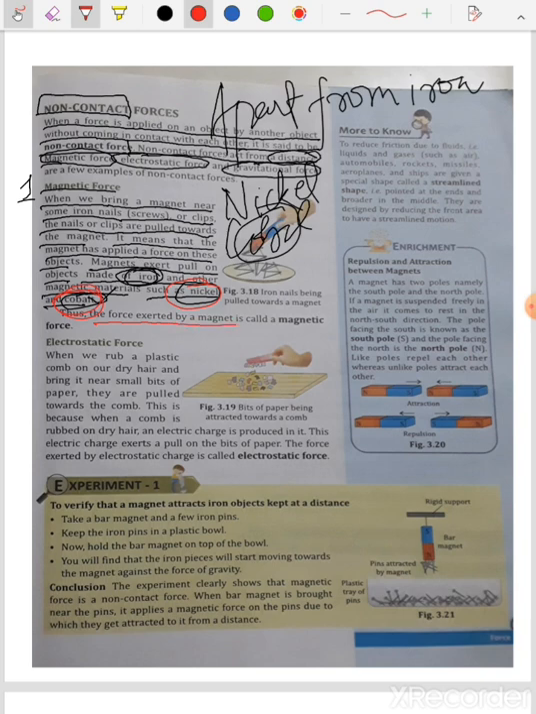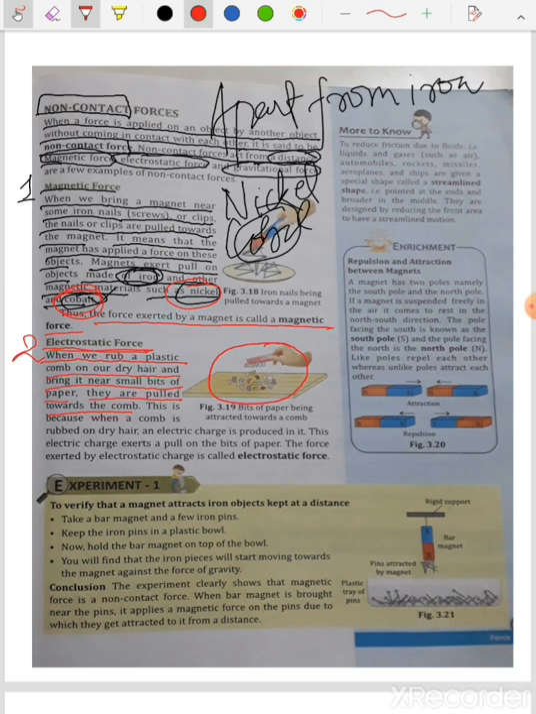by a magnet is called magnetic force. Similarly, the second one is your electrostatic force. The second non-contact force is electrostatic force. When we rub a plastic comb on our dry hair and bring it near small bits of paper, they are pulled towards the comb. You can try this also. Okay, you take your comb and dry hair.